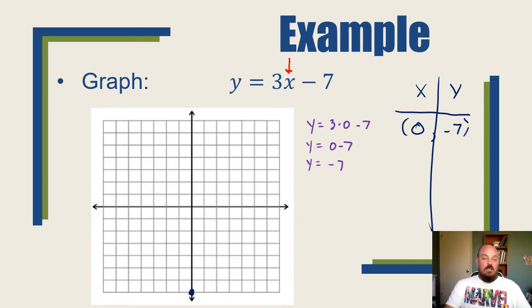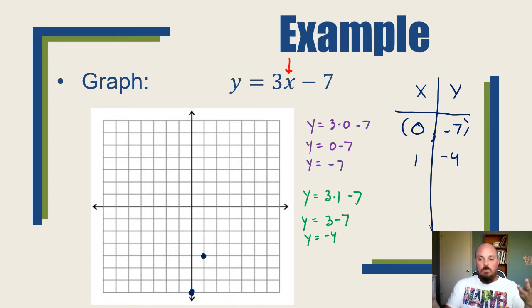Now let's plug in another value for x, maybe 1. 1's another pretty easy one to do. So I'm putting it in the same place. This time I have 3 times 1 minus 7. And 3 times 1 is 3. Always multiply before subtract. And 3 minus 7 is negative 4. So my second point is 1, that's positive 1, 1 to the right. Negative 4, down 4 would be right here.